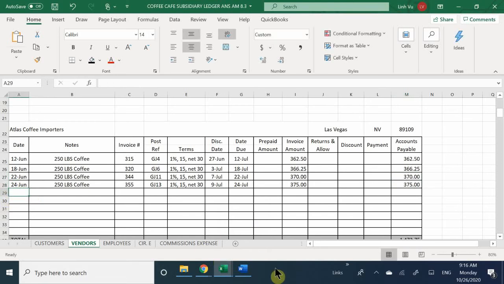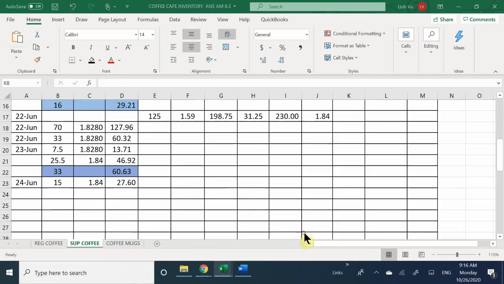Anything else? This is all. Oh, that's it? Yeah. Okay. Where else do you have to go? Inventory? You need to update your inventory. Yes, the inventory. No worries, that's the one I couldn't do.